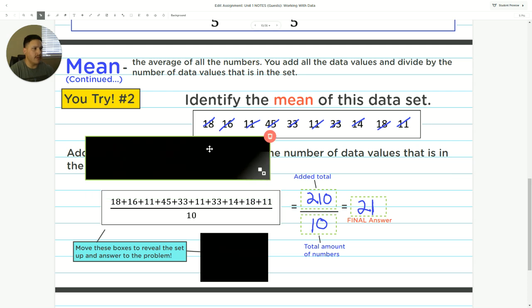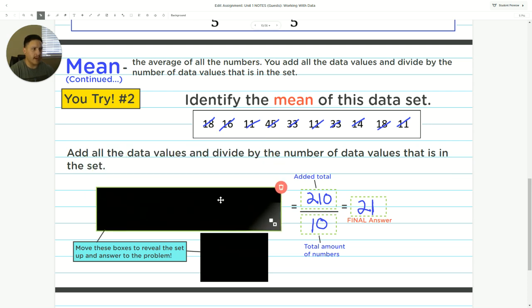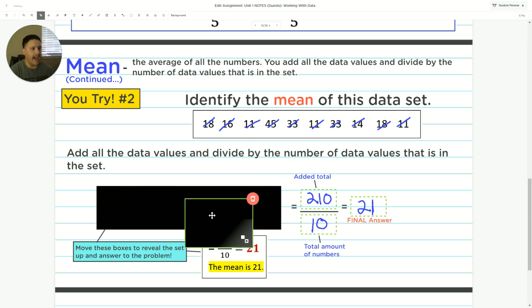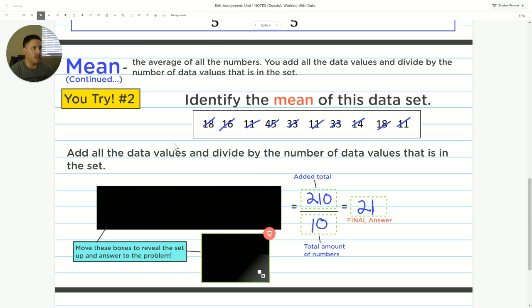And again, you can move these boxes to make sure you're doing everything correctly. The mean, the average, is 21. That's it for you. Try number 2.